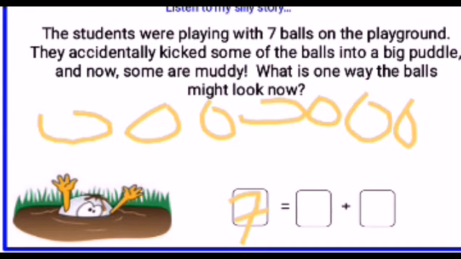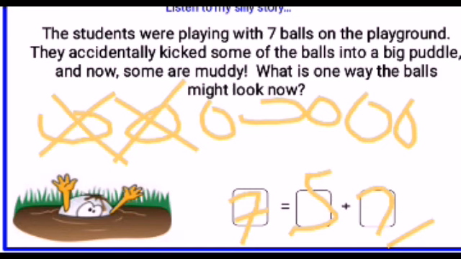Now, they said they accidentally kicked some of the balls into a big puddle. Okay, so let's say they kicked 2 balls into the big puddle. So they have 5 balls left to play with, and 2 balls were accidentally kicked into the puddle. So this is what the number sentence for this funny story is going to look like. 7 balls in all, and 5 and 2 are the parts. So 7 equals 5 and 2, or 7 equals 5 plus 2. 7 is 5 and 2.